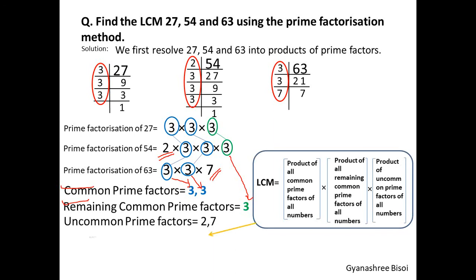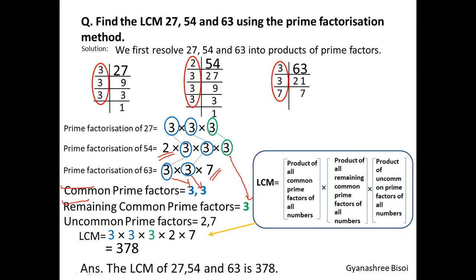Correct? Let's do it. So LCM is equal to, what are the common prime factors? 3, 3. So 3 times 3 will come. Then the common factor present in the factorization of two given numbers, that is 3, right? So I will write 3 multiplied by 3 multiplied by 3. Then the uncommon ones, that is 2 multiplied by 7, right? Multiply them all. You will get the product equal to 378, and this is your required LCM, right? So the answer: the LCM of 27, 54 and 63 is 378.